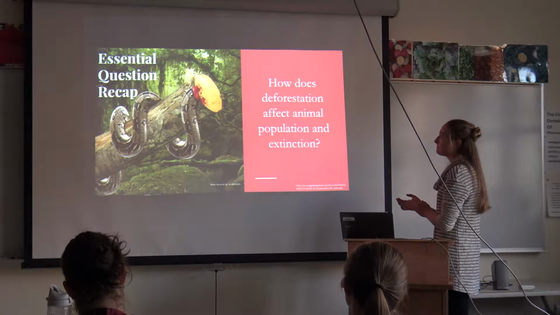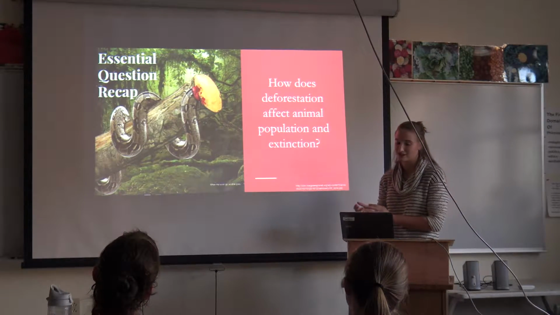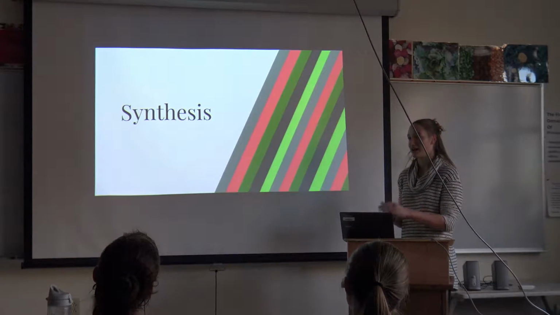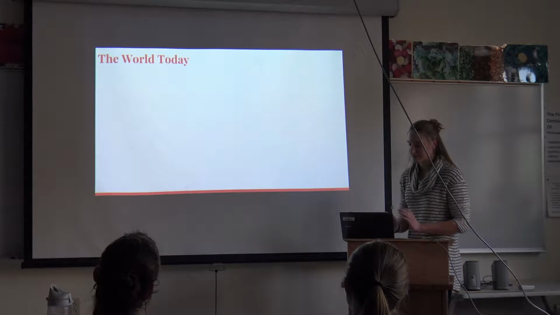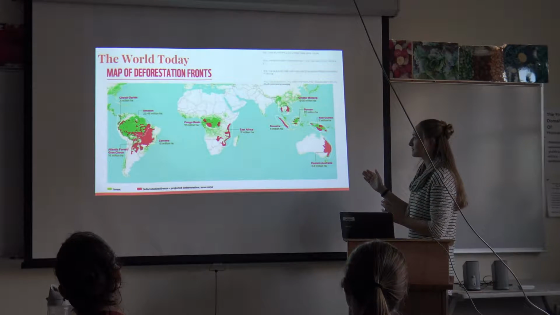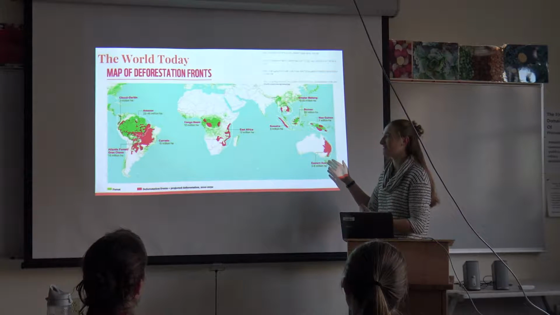So as a recap, my essential question is, how does deforestation affect animal population and extinction? And now I would like to synthesize all of the information I have given to you. So I'll start with some maps. This map shows deforestation and the forest that it has affected.